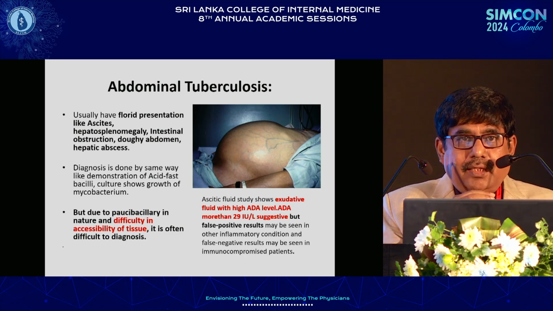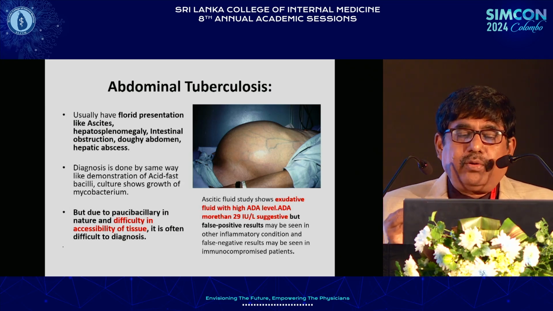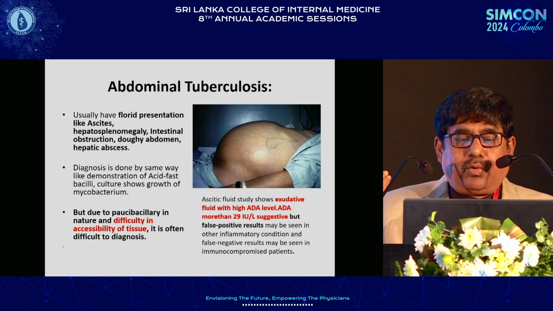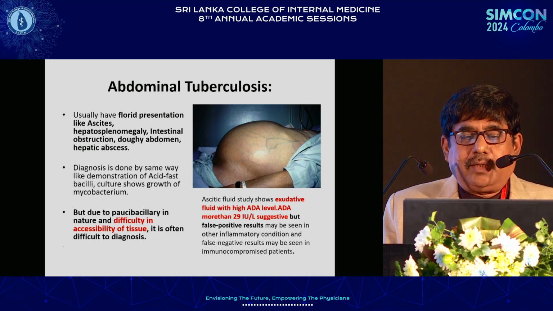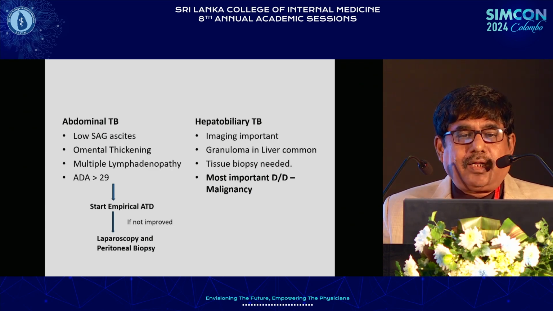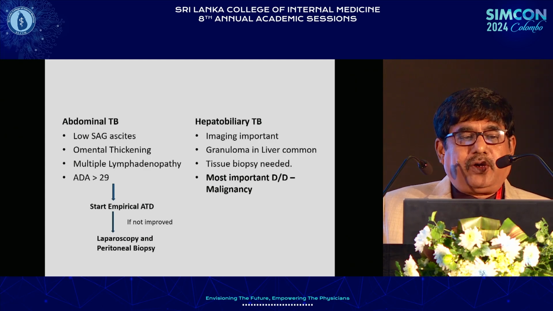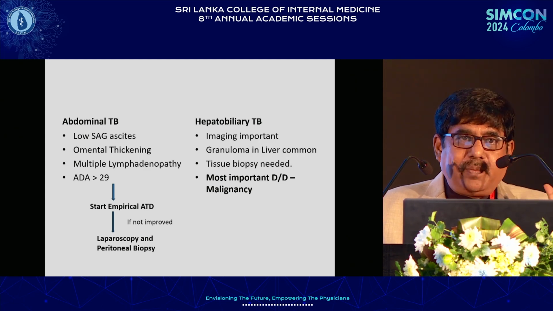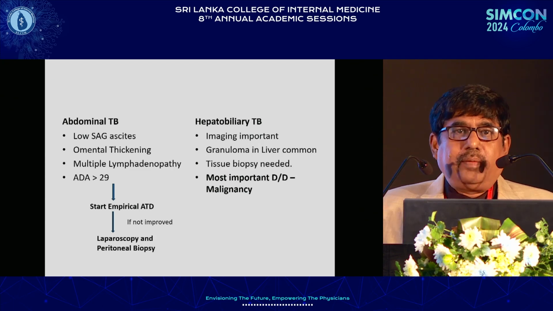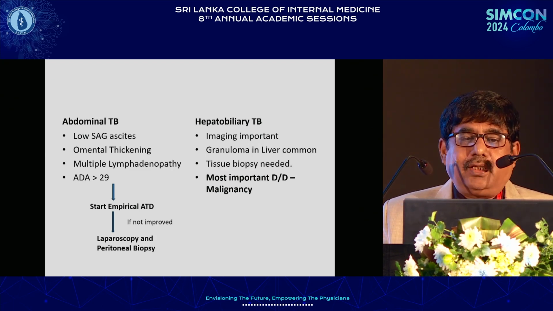Patients with cirrhosis of the liver commonly have ascites complicated with tuberculosis. Here usually if the fluid is exudative in nature and ADA is more than 29, it is highly suggestive of tuberculosis. This is the protocol, of two basic natures: one is abdominal TB, one is hepatobiliary TB. Abdominal TB: omental thickening, multiple lymphadenopathy, loculated ascites, and if ADA is more than 29, better to start the ATD. If not improved by 4 weeks, then you go for laparotomy and peritoneal biopsy.